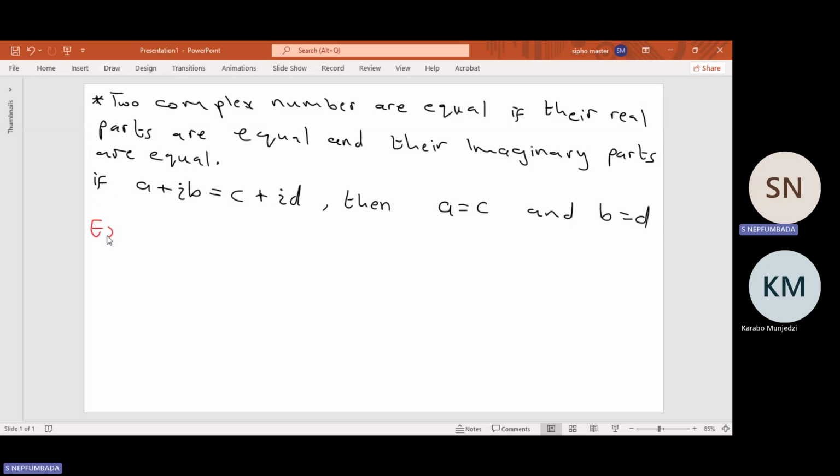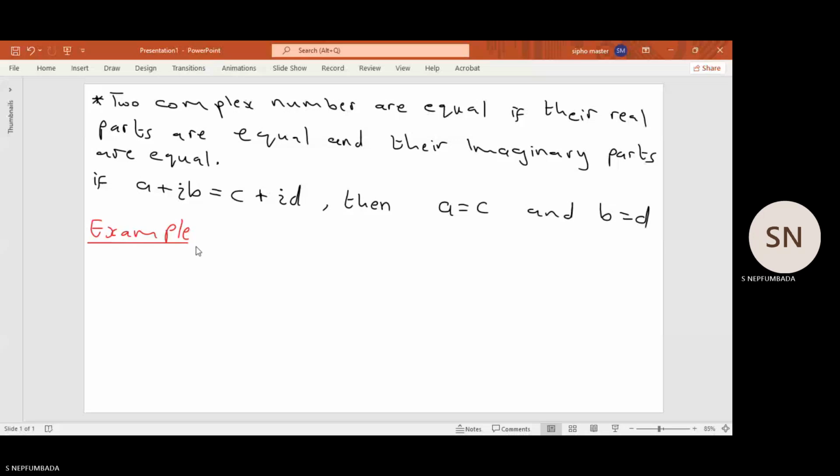So let's take an example. Solve each of the following equations for real x and y.